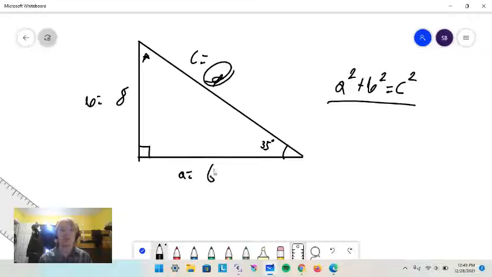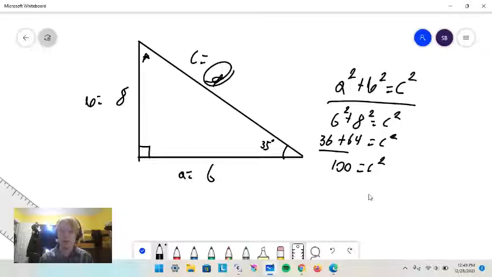So we're just going to put in 6 and 8 for A and B, which is 6 squared plus 8 squared equals C squared. 6 squared is 36, 8 squared is 64, equals C squared. Those add up to 100.